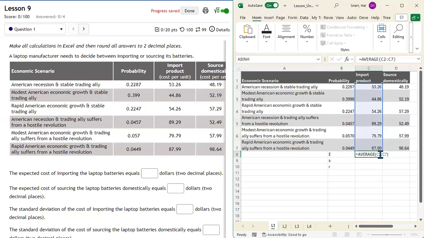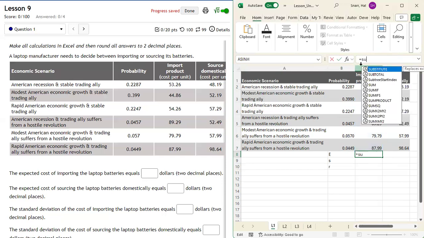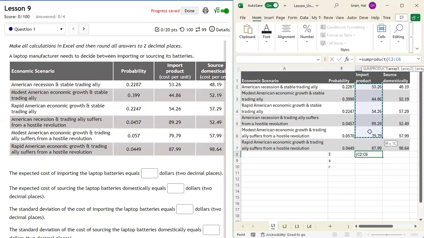It's the incorrect average because it's weighting each of these as 1 in 6. That's not the case here, right? So we need to delete this and type equal sumproduct. Sumproduct is going to take each of these prices and multiply them by the corresponding probabilities, which results in a weighted average that is maybe close to the straight up average, right?